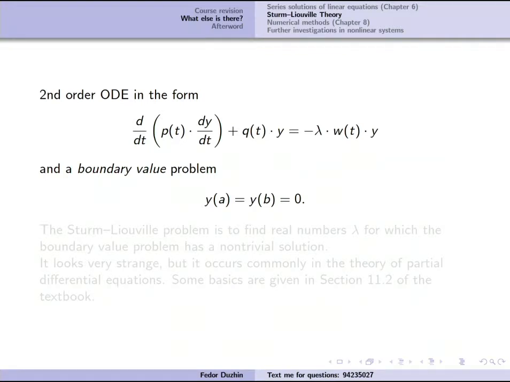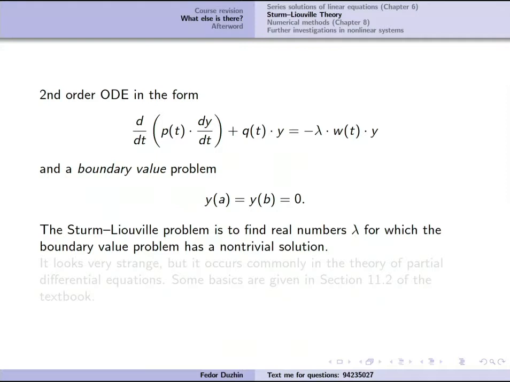Alright, one more thing. Sturm-Liouville theory. Sturm-Liouville theory is a bit strange at first hand. So it looks like this. It is a second order differential equation of a very specific form. And usually we are interested in its boundary value problem, not the initial value problem that we've been concerned with throughout our course, but a boundary value problem. The Sturm-Liouville problem is to find real numbers lambda for which the boundary value problem has a non-trivial solution.